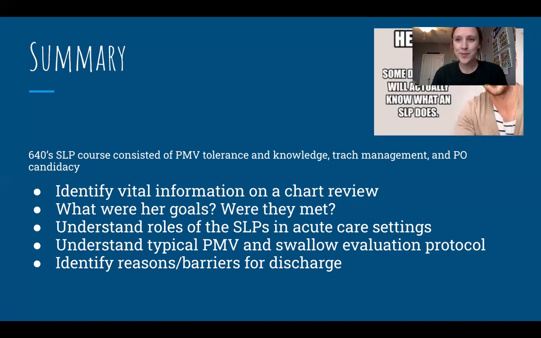Overall, I hope you learned some things. These were the objectives, so just going over those again. Identify vital information on a chart review. What were her goals and were they met? And yes, they were. Understand the roles of a SLP in acute care setting. Understand typical PMV and swallow evaluation protocol, and identify reasons or barriers for potential discharges.